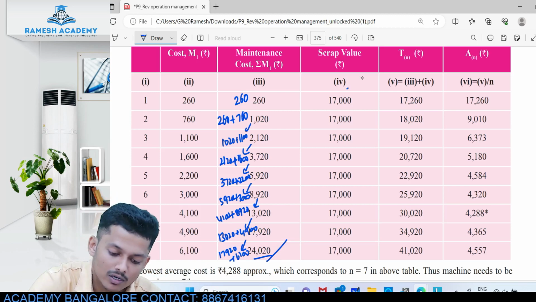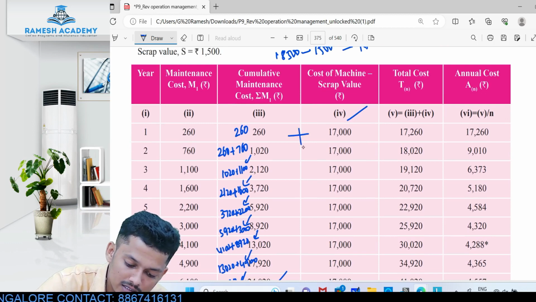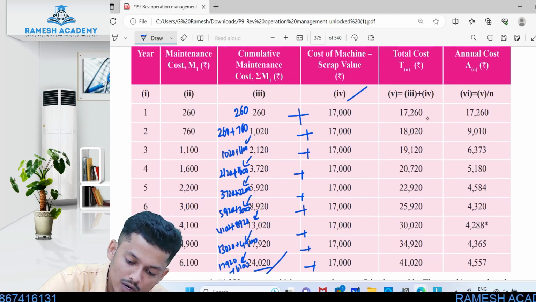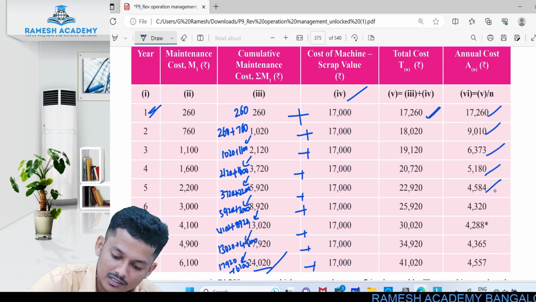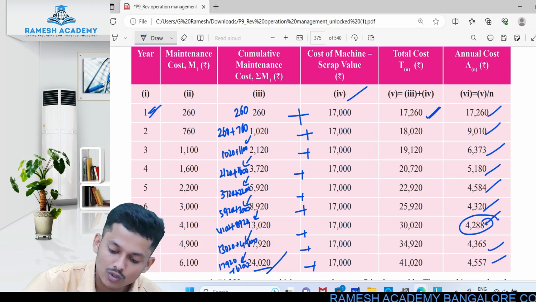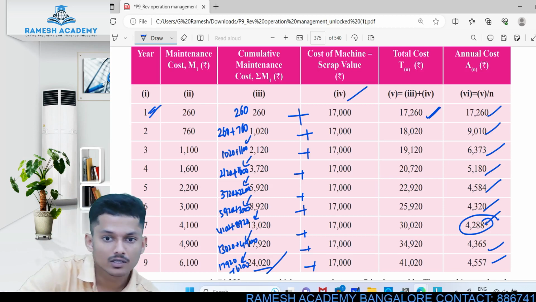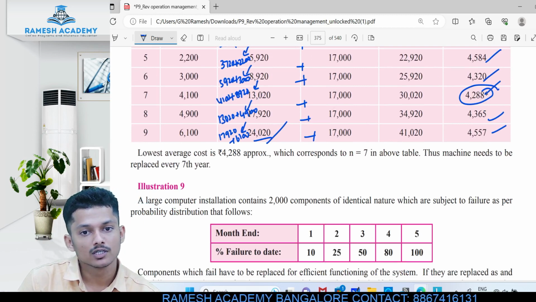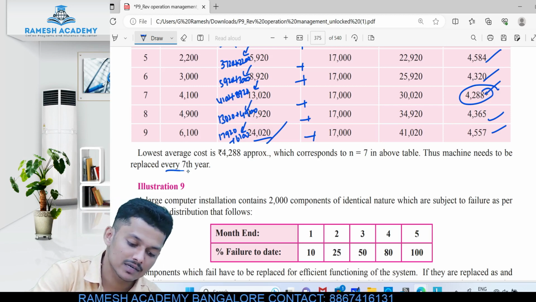And scrap value, and in the first step we found 17,000, you took this. Now total cost, so this plus this. These two you have to keep adding and then divide by n. Whatever answer you get must be divided by this, so you get the annual cost for each year. See now, here is the least cost. Where the cost is more, you cannot replace. Where the cost is minimal, there you can replace. Lowest average cost is 4,288 approx, which corresponds to n equal to 7 in the above table. So this machine needs to be replaced every 7th year.